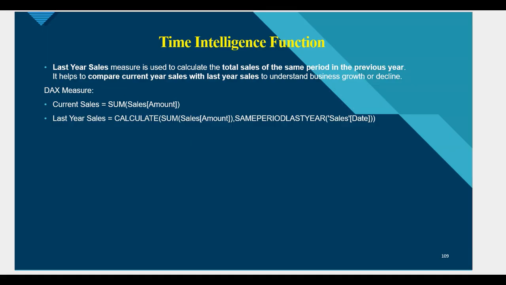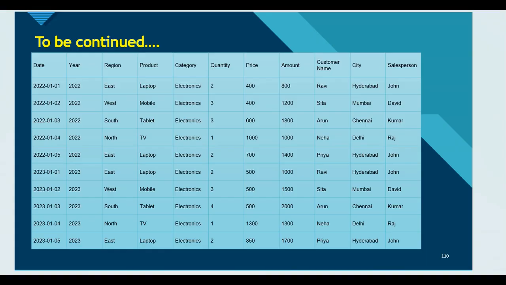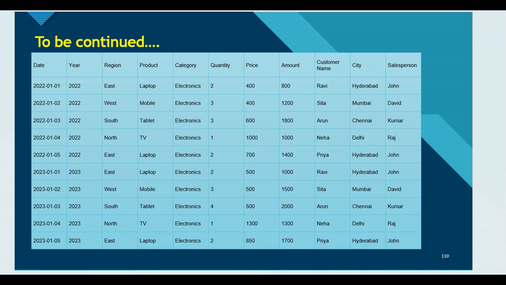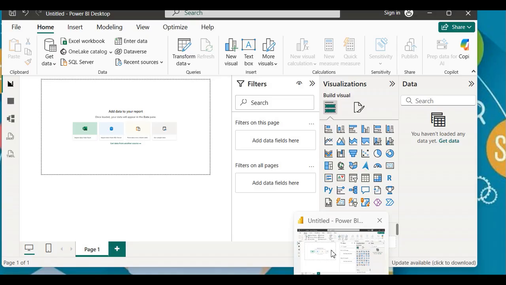For example, here we have sales data. We have to calculate the sum of the sales amount, and we have to use SAMEPERIODLASTYEAR for the date column in the sales table. I'm showing you practically. Here I am finding the current sales and last year sales for this data, so I'm going to Power BI Desktop.